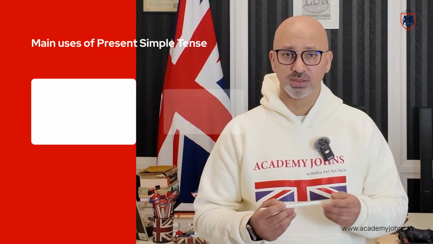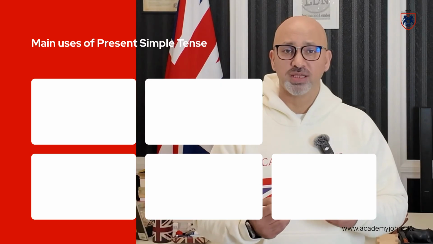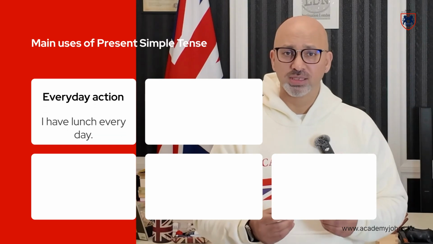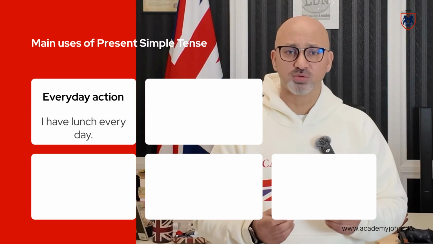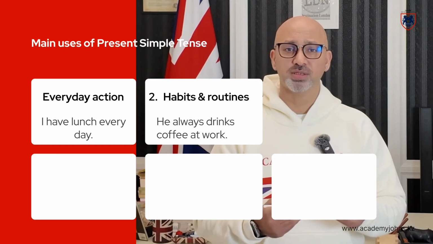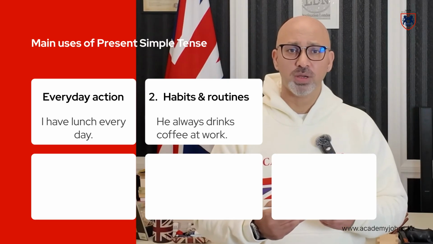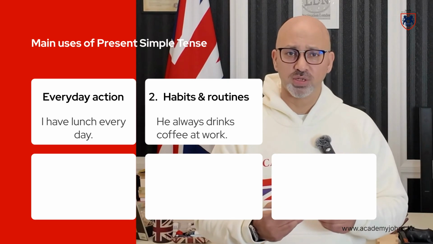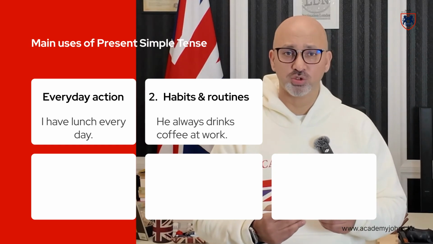Now let's repeat the main uses of the present simple tense. We are going to use different examples here. Number 1, for everyday action. For example, I have lunch every day. Number 2, for habits and routines. For example, he always drinks coffee at work. Remember, we use adverbs of frequency like always, usually, often with habitual actions. We will discuss it in our following modules.